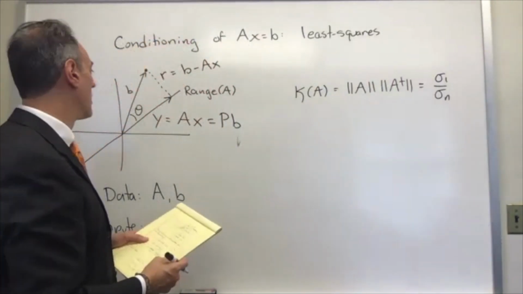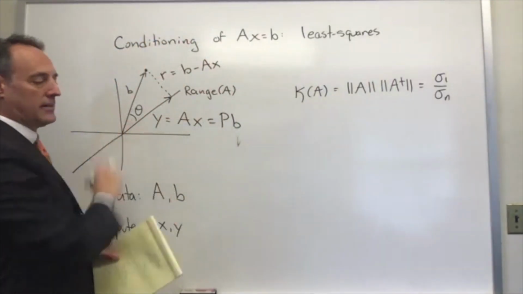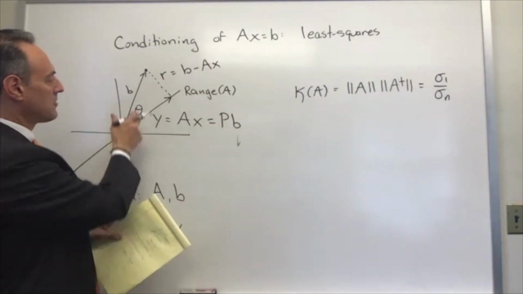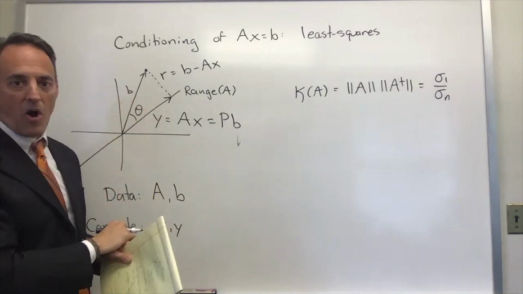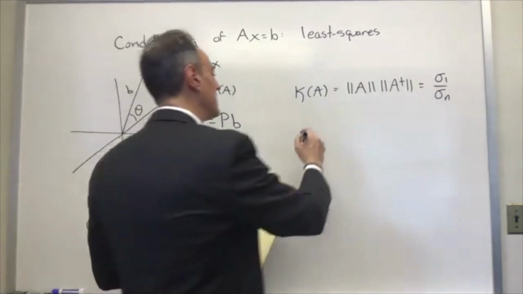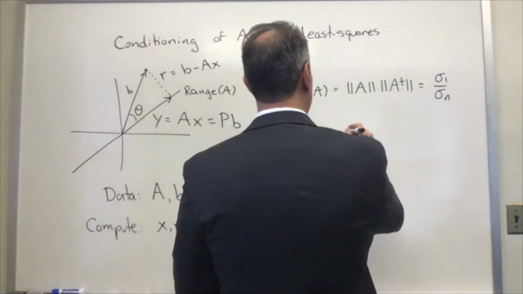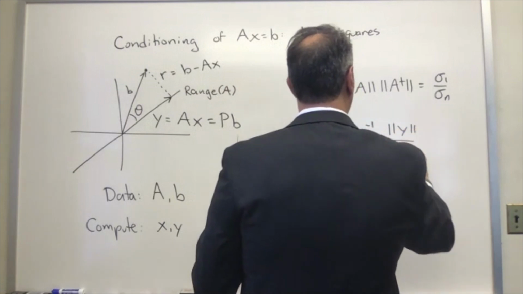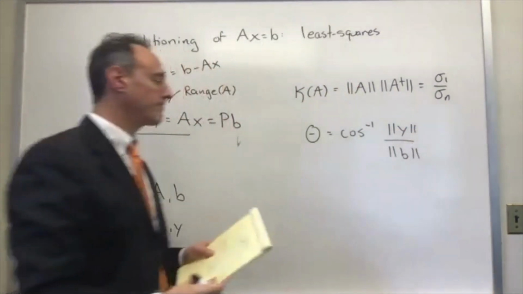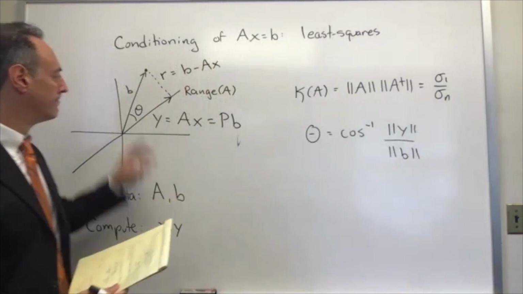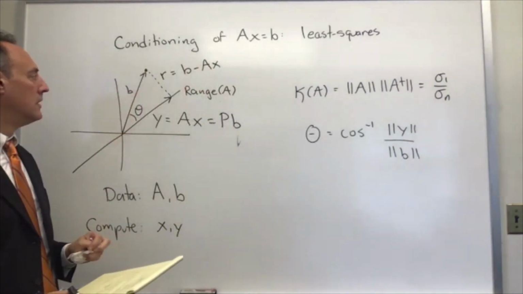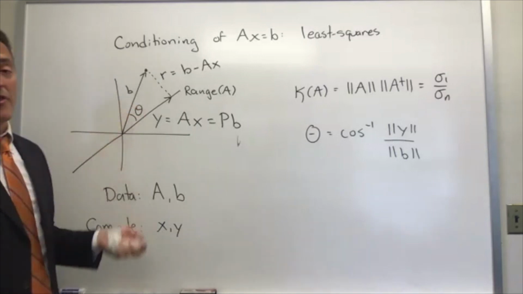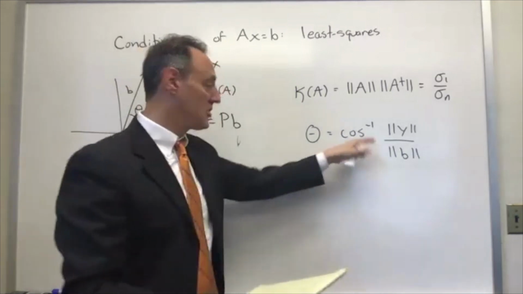There's another quantity we want to look at, which is this angle theta. What you'd really like to do, obviously, is make theta small. So theta itself, compute this, is just the inverse cosine of y over b. Okay? That's what cosine is. And of course, if b and y are the same, this is great. Theta is going to be 0 because this is 1.